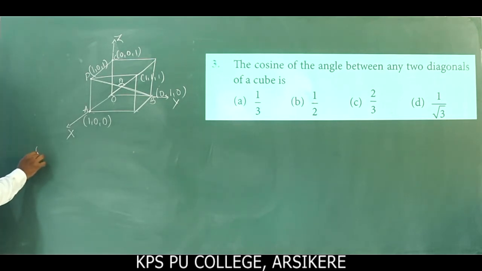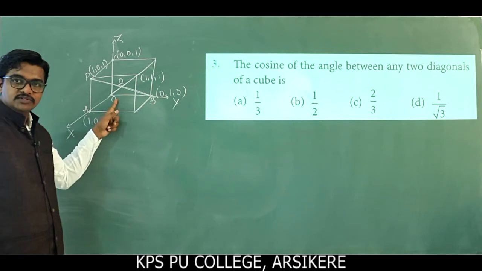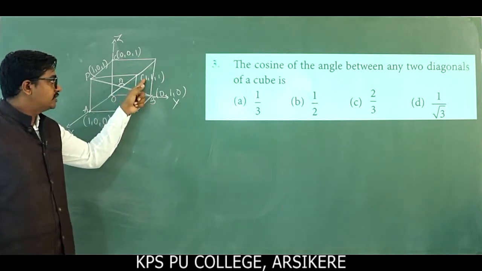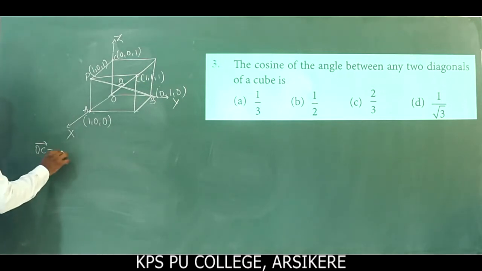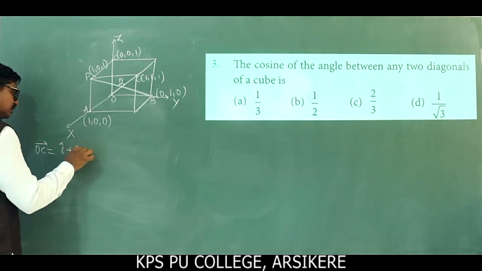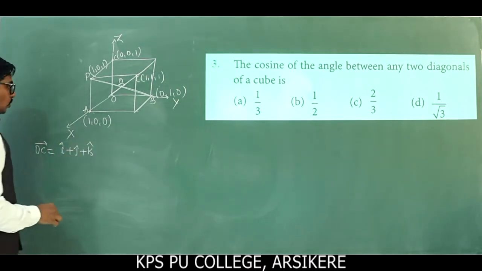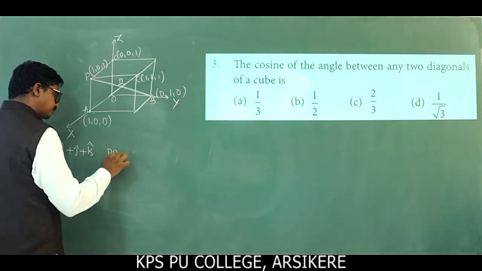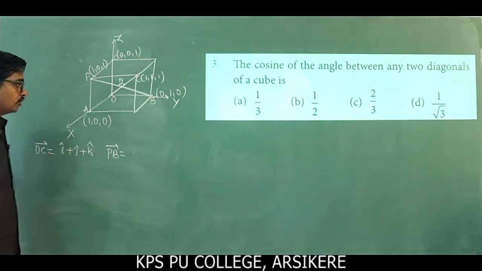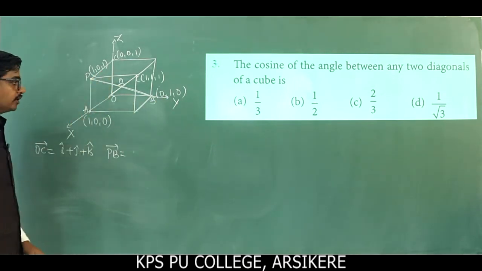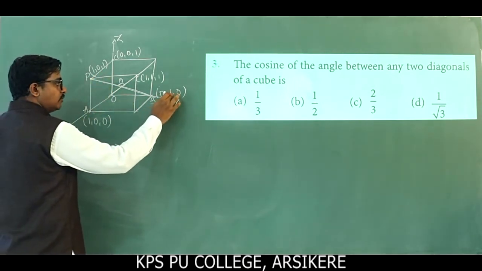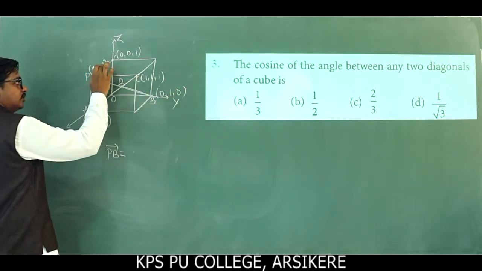Let us see what vector OC becomes. Vector OC is equal to: the origin is 0 comma 0 comma 0 and point C is 1 comma 1 comma 1, that becomes i cap plus j cap plus k cap. And vector PB is equal to the position vector at the terminal point minus the position vector at the initial point. The terminal point is 0 comma 1 comma 0, and here we have 1 comma 0 comma 1.